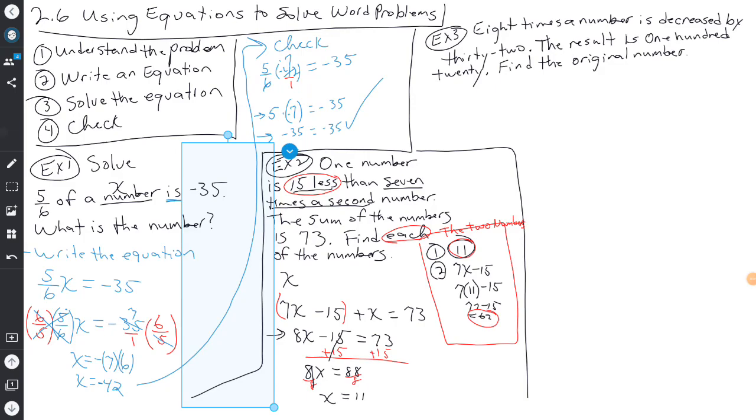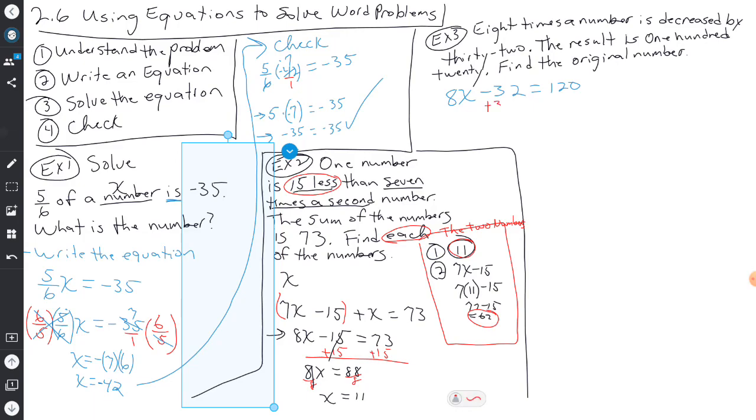Eight times a number is decreased by 32. So I heard 8x minus 32 equals 120. Okay, good. So that's our equation, and we want to find the number. Basically, we want to solve this for x. So we do what here?